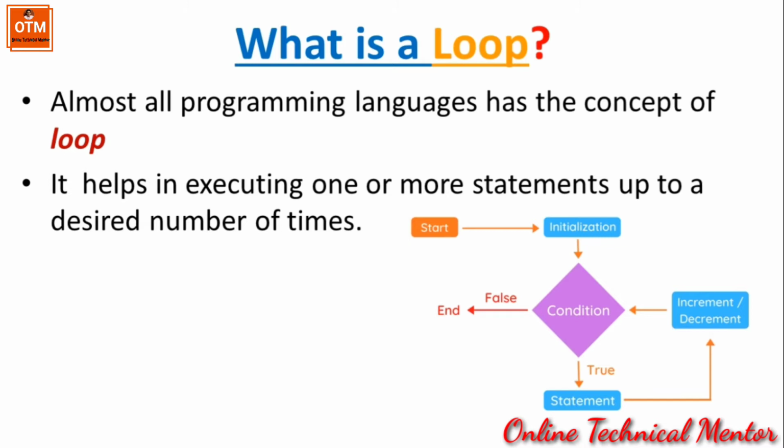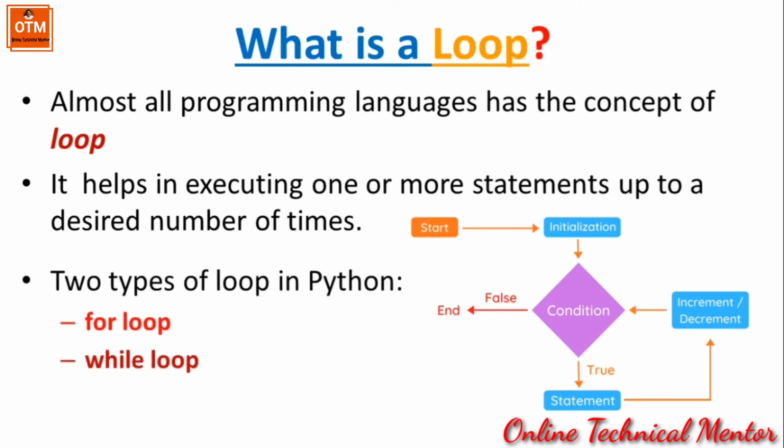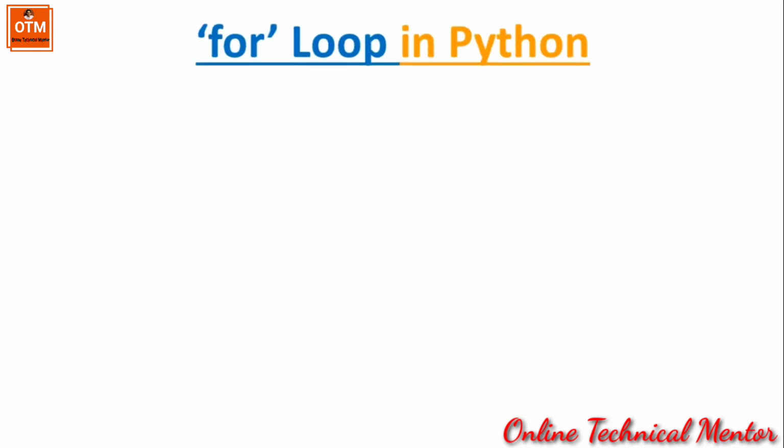Since here we are dealing with loops in Python, we will see what different types of loops are present within the Python programming language. In Python, there are two types of loop, that is the for loop and the while loop. In this video, we will learn about the for loop only. Now let's come to the for loop.